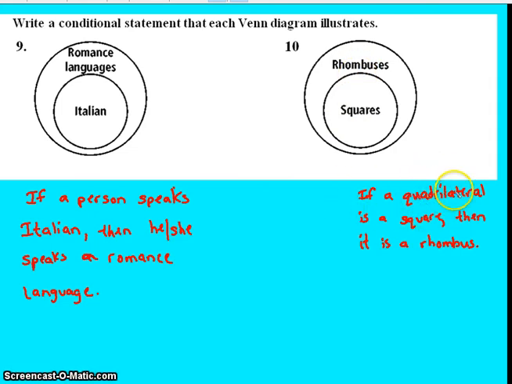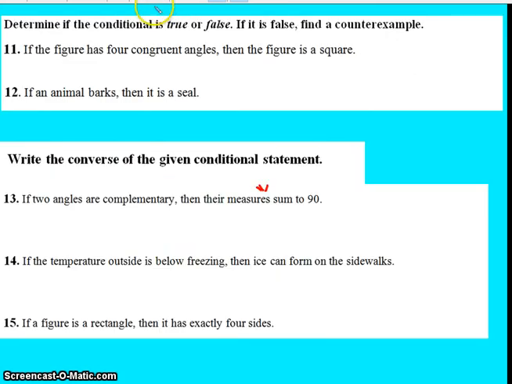Again, we're going to get to naming shapes correctly. You may have used "if a shape is a square," but right now that's okay. Later on, we'll be able to call it a quadrilateral and understand what it means. Numbers 11 and 12 say to determine if the conditional is true or false, and if it's false, provide a counterexample. Remember that a counterexample is an example that proves your statement false, it proves it wrong.